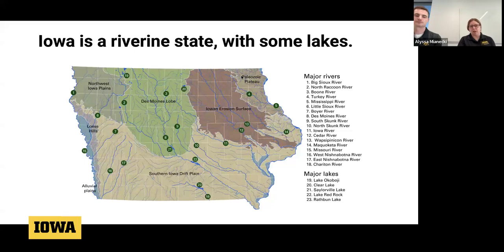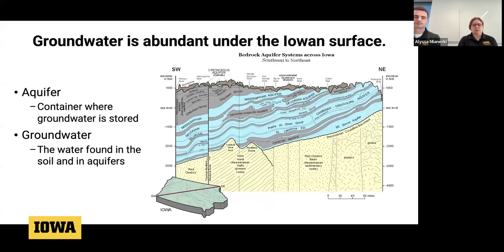The rivers dominate our landscape, no matter what landform you live in. And Iowa is actually a cool state too. We're actually the only state completely bordered by two major rivers, the Missouri to the west and the Mississippi to the east. So below that surface, groundwater is super abundant. We are very lucky that we have the groundwater resources that we do here in the Midwest.